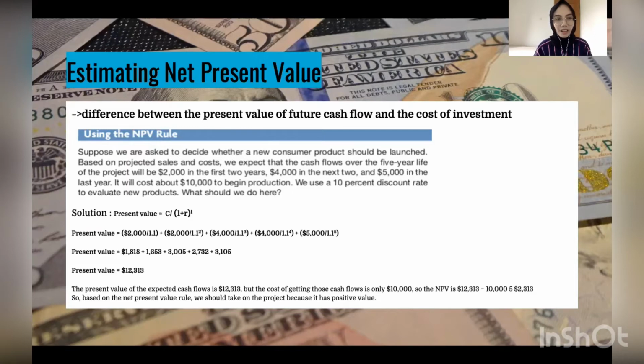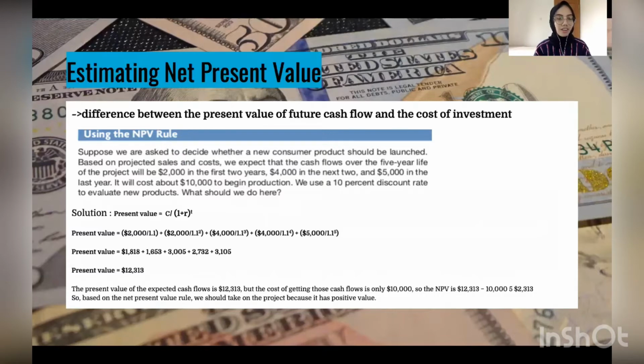And then we have to know how to estimate the net present value. Basically, the purpose of this is to find the difference between the present value of future cash flow and the cost of investment. There is a case in the book. Suppose we are asked to decide whether a new consumer product should be launched. Based on the projected sales and costs, we expect that the cash flow over the 5-year life of the project will be $2,000 in the first 2 years, $4,000 in the next 2, and $5,000 in the last year. But it will cost about $10,000 to begin production. We use a 10% discount rate to evaluate the new product. So what should we do here?